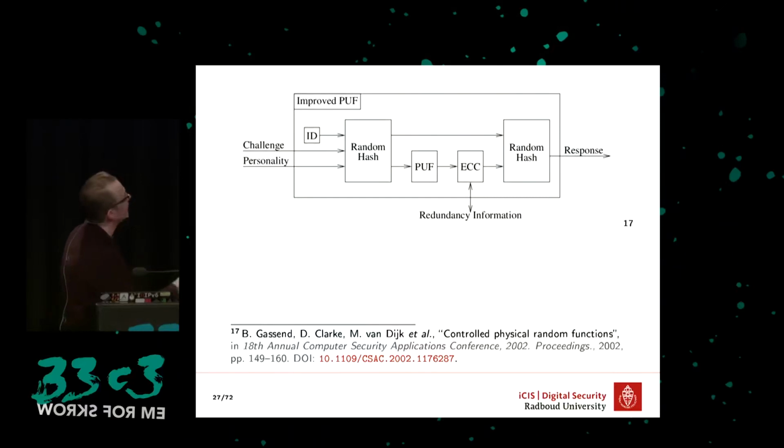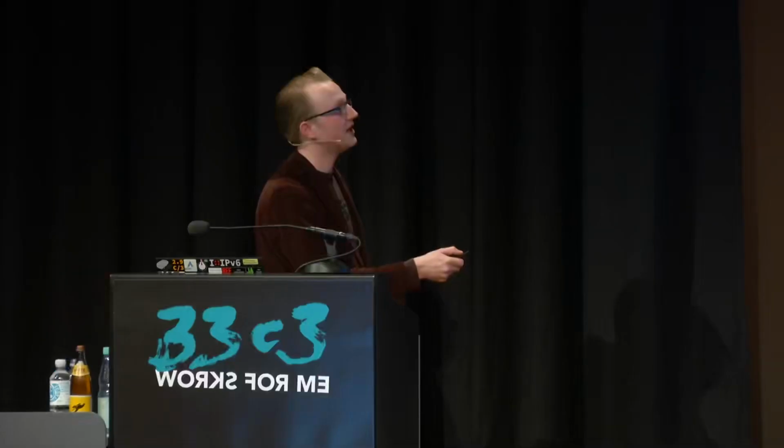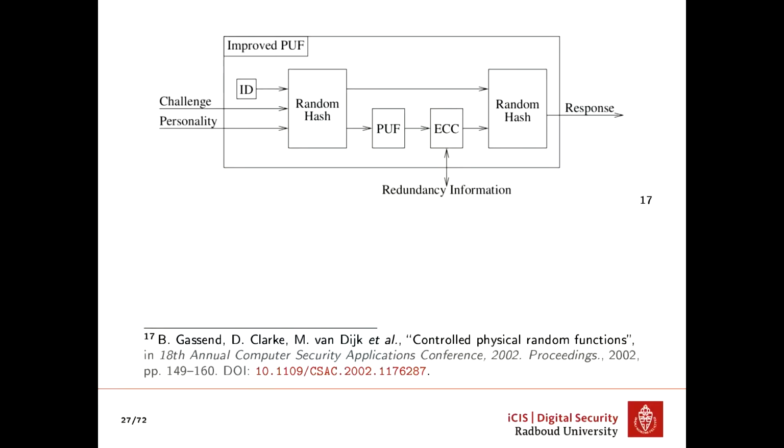So how does a controlled PUF look? You have a random hash here, you have a potential ID here, you have the PUF here. So challenge, ID, personality into the random hash. You run it through the PUF, do some error correction because PUFs are not ideal, and then the random hash again, and then the response. This is to prevent all these attacks. If you're interested in this, read the paper.